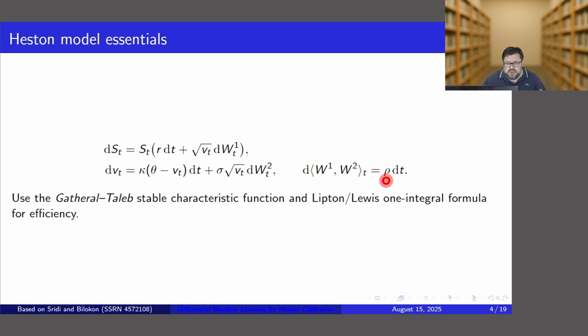We use the standard Gatheral-Taleb stable characteristic function combined with the Lipton-Lewis one-integral formula for efficient semi-closed pricing. The reason for this choice is practical. The one-integral formula is numerically efficient and differentiable, and allows us to compute prices and semi-closed expressions for sensitivities, which we'll use as labels for DML training. And as a reminder, while the Heston SDEs are familiar, the details of the characteristic function, integration contour, and numerical truncation matter for stability and for making the sensitivity computations robust.